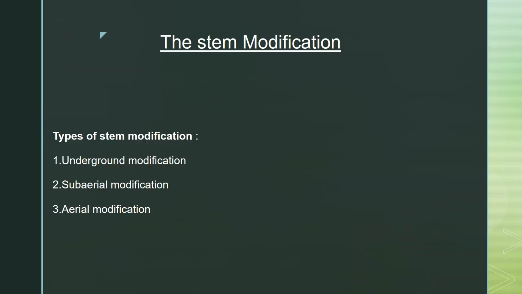Okay, now we're going to study the stem modifications. The stem modifications are grouped into three main groups. Number one is underground modification, number two is subaerial modification, and number three is aerial modification.